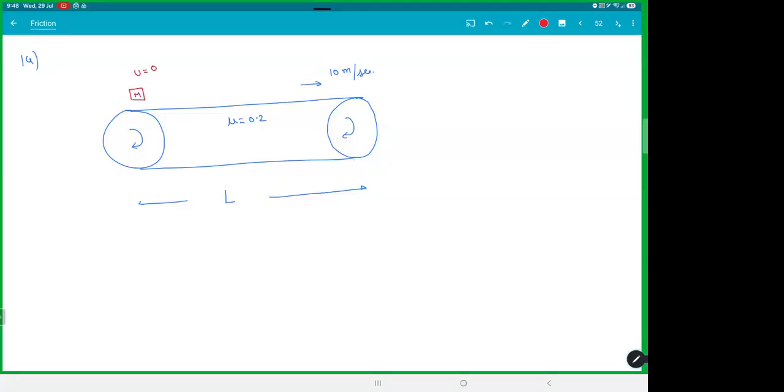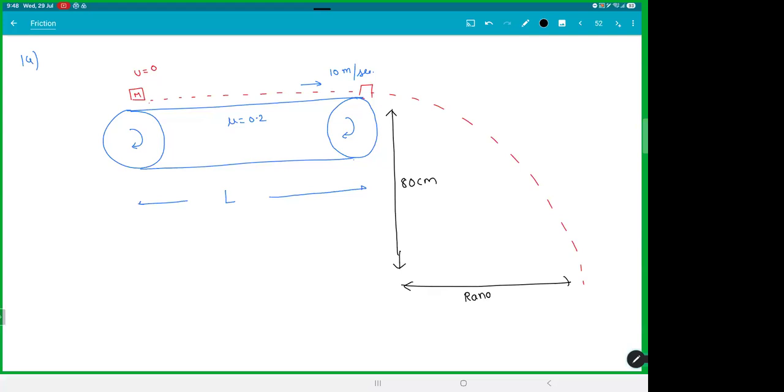Initial velocity is 0. Once you drop the block here, it will start sliding and gets thrown away from here. It falls on the floor. From here to here, this height is 80 centimeters. This distance is your range. L is the length of the conveyor belt, which is not given.